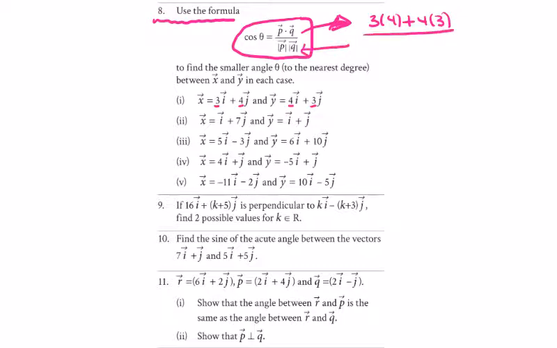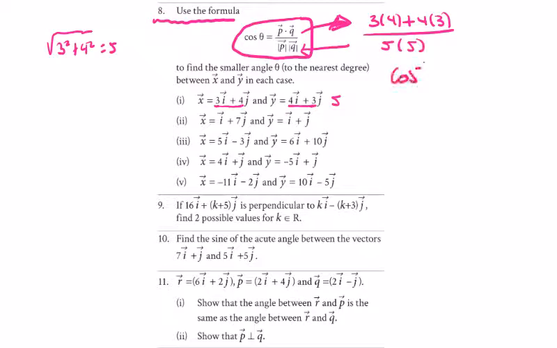the magnitude of each. Now they're both 3 and 4, and you'll be able to see a pattern here. The magnitude of both of these is 5. The square root of 3 squared plus 4 squared is equal to 5. That's something they should know by now. So that's going to be 5 times 5 on the bottom.